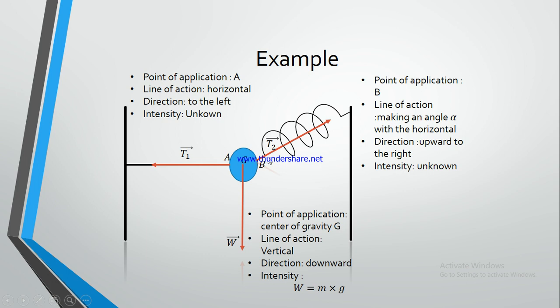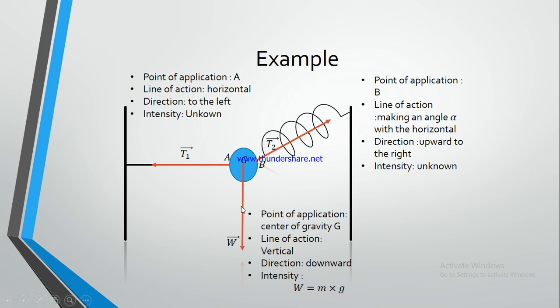Another force is the tension of the spring. The force starts at B, so the point of application is B, and the spring attracts the ball upward to the right, and the line of action is a line making an angle alpha with the horizontal. For now, we can't measure the intensity of the spring, but we will later see how to measure it.